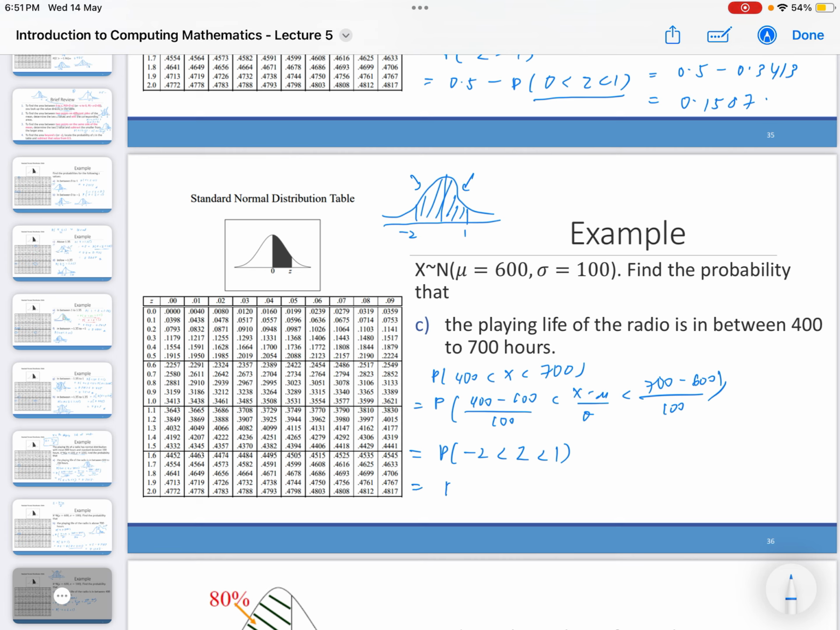So the probability on the right side is the probability of Z from 0 to 1, and then plus. So the -2 on the left side we can reflect to the right side. So this one is actually the probability of Z from 0 to 2. And then we can look directly from the table, which is this one, 0.3413, and then plus this one, 0.4772. So this one equals 0.8185.